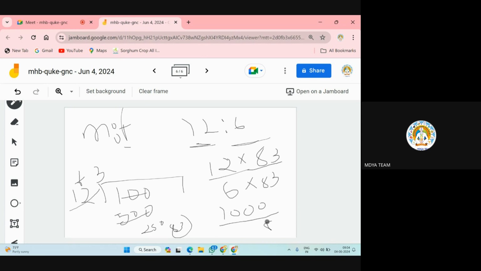6 3s are 18, 6 8s are 48, 49. So in 1,000 males, how many females did you get? 498. So this is also a way, but it's a little confusing, so I was skipping this. If it is in your understanding, then it's good. But you can understand it like this: in 1,000 males there are 498 females, and here it is for every 12 males, 6 females are there. Any question?